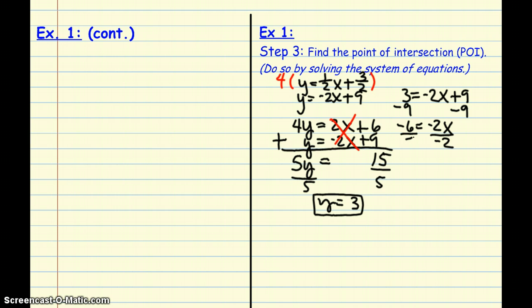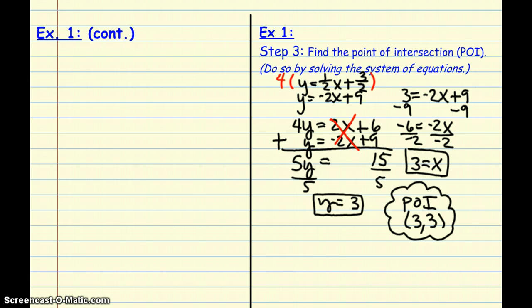Divide by negative 2. So I get 3 equals x. So here's my x coordinate. So what I have found out is our point of intersection for where I drew that perpendicular line down is at the coordinate 3, 3.